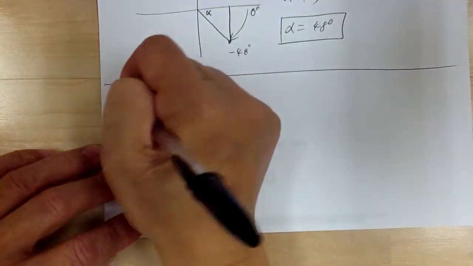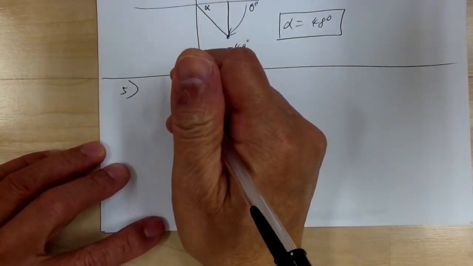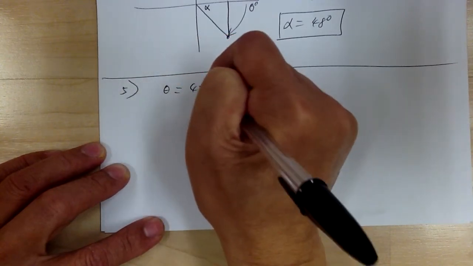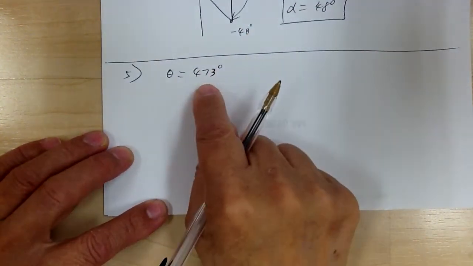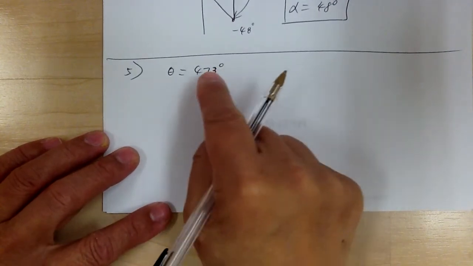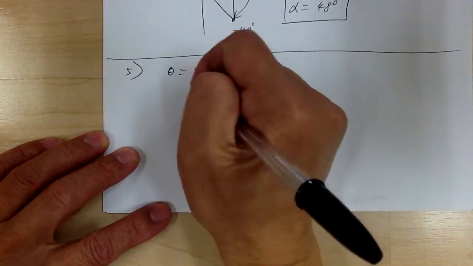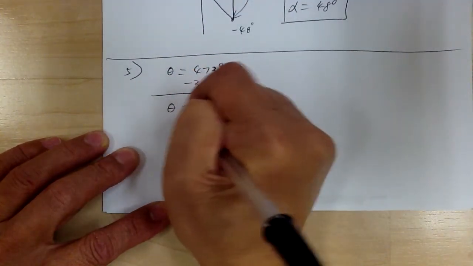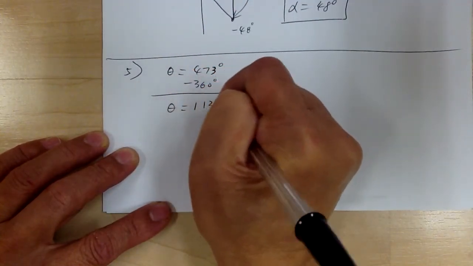Okay, let's go to number 5. You have theta equal to 473 degrees. This angle is really big, so I'm going to use a coterminal angle. I'm going to subtract 360 to unwind the circle. So theta equals 113 degrees.